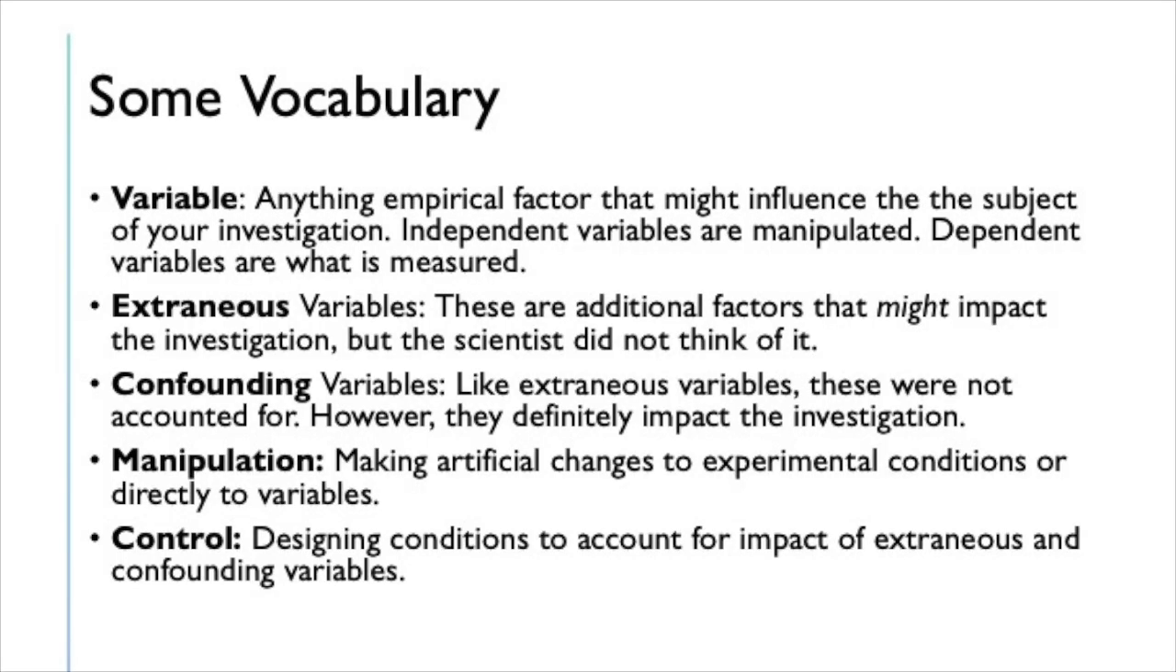The last two words, manipulation and control. Manipulation is what we do to the independent variable in order to test multiple conditions, and then the control itself is any steps that we make to limit the impact of extraneous and confounding variables.